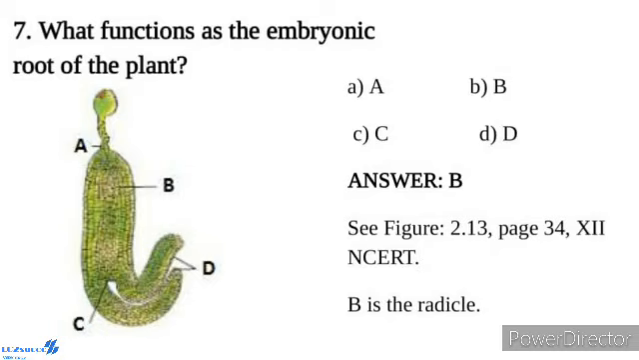So the correct answer is option B. B is the radicle. In the diagram, A is the suspensor, B is the radicle, C is the plumule, and D is the cotyledon.